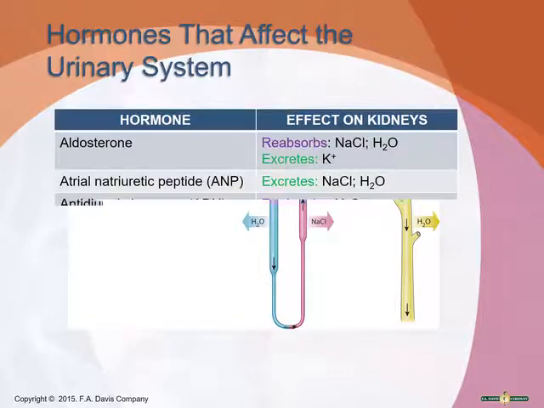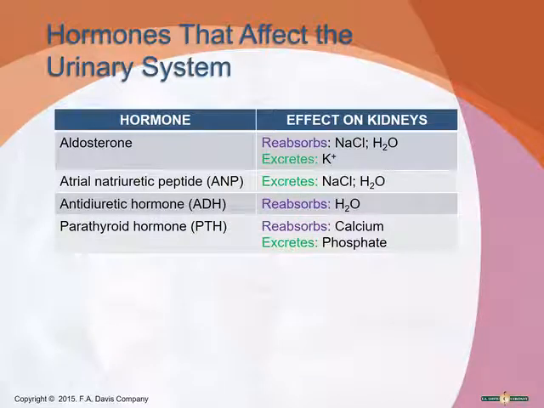There's several hormones that affect the urinary system. We've talked about at least one of these. I think we've talked about them all at one point or another. The antidiuretic hormone right here causes the kidneys to reabsorb water and keep the water in the bloodstream instead of excreting it in the urine. Aldosterone, ANP, and PTH, they all act on the renal tubules. The ADH acts primarily on the collecting duct.